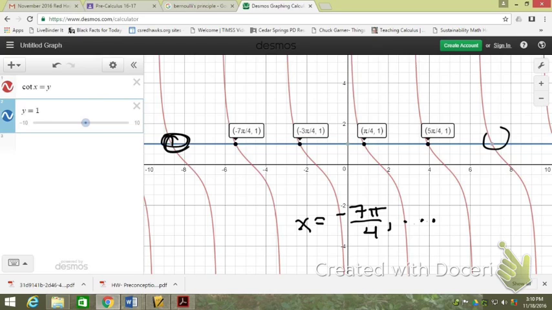Because if you think back to the problem, we were trying to find all the solutions on the interval negative 2 pi to 2 pi. And so I really only wanted to look between, right in that region of the x values. And so I didn't really need to find those other ones.